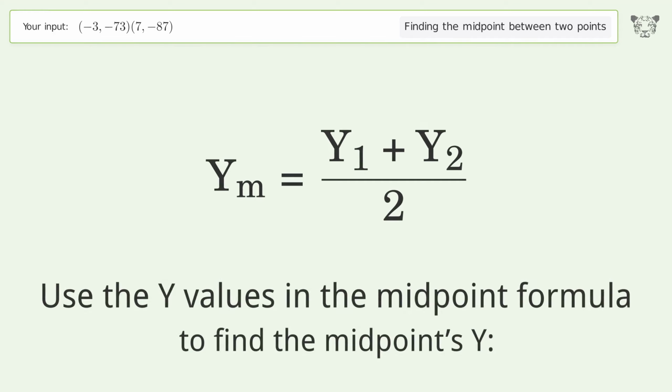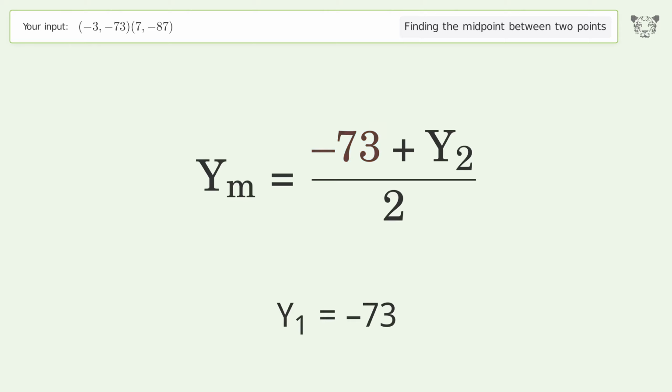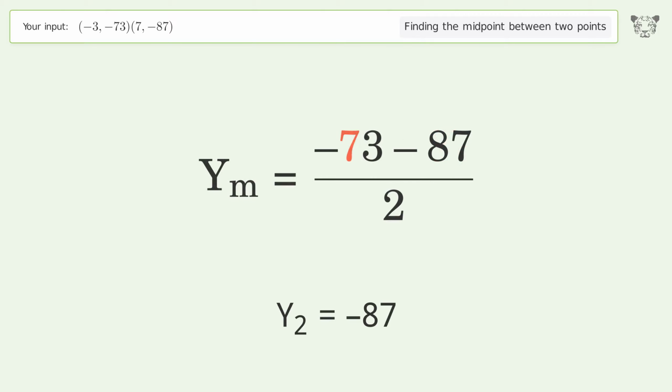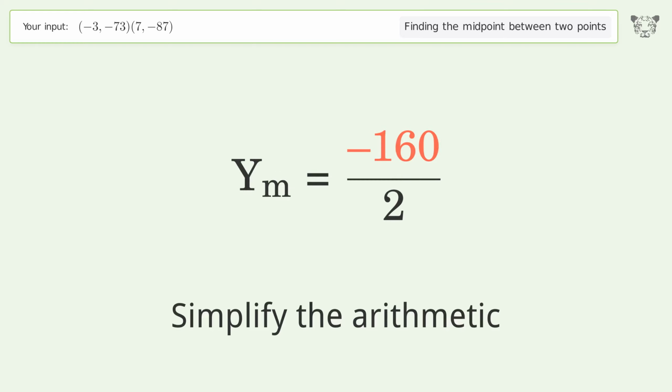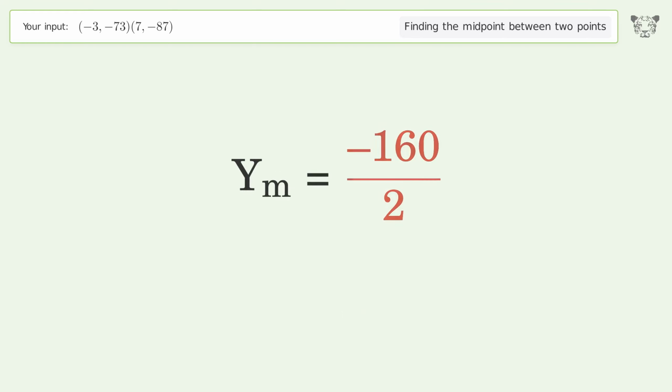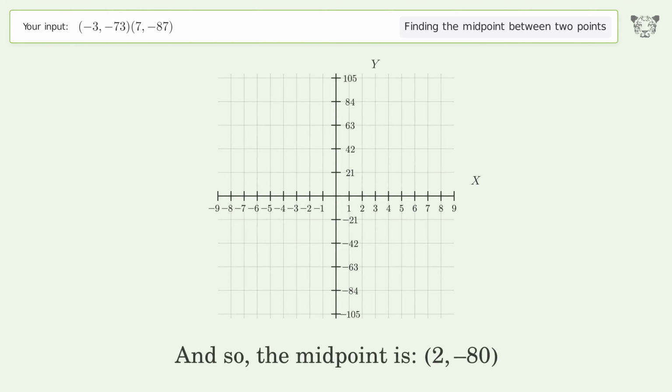Use the y values in the midpoint formula to find the midpoint's y. y1 equals -73. y2 equals -87. Simplify the arithmetic. And so, the midpoint is 2, -80.